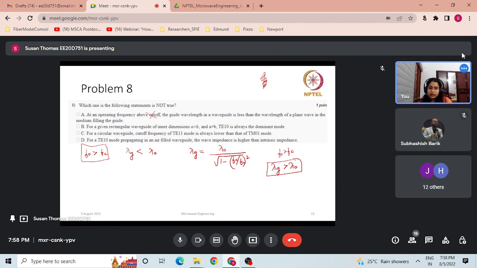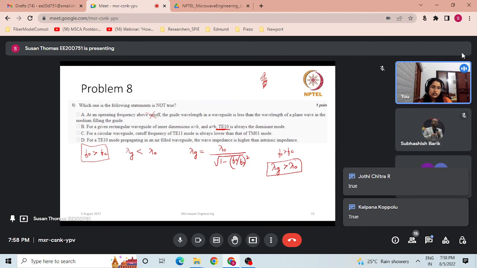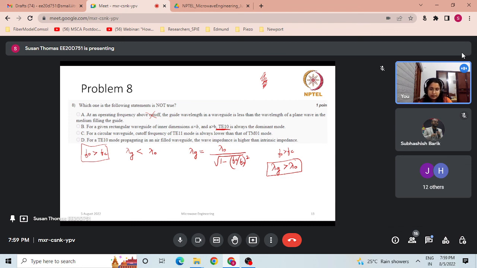Let us move on to the second option. For a given rectangular waveguide of dimensions a cross b, a greater than b, TE10 is always the dominant mode. I hope by now you will be able to say whether this statement is true or not. Can you please type in the chat whether statement B is true or not? For a rectangular waveguide, TE10 is always the dominant mode. Yes. Thank you, Jyoti and Kalpana. So, let us go to statement C.